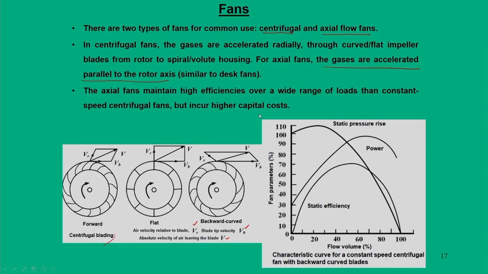But these axial fans have high efficiency over a wide range of loads compared to constant speed fans, but they incur very high capital cost. But one best way is that we should use a centrifugal type of fan.